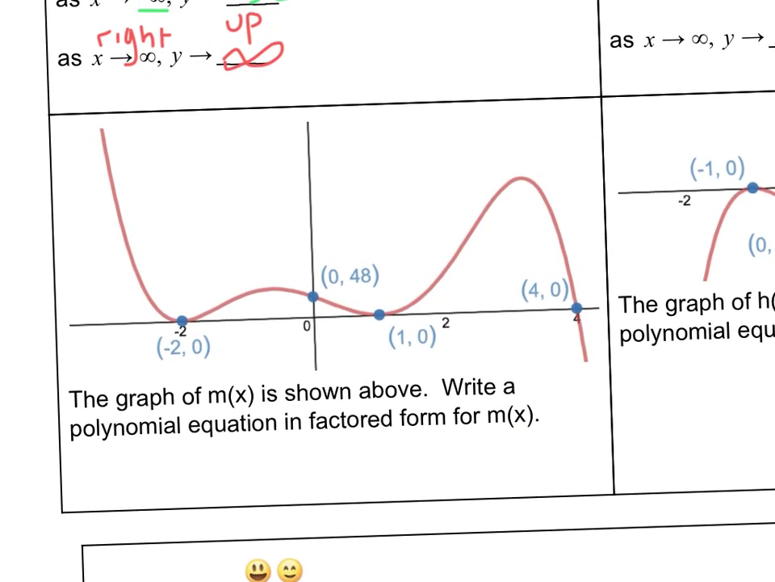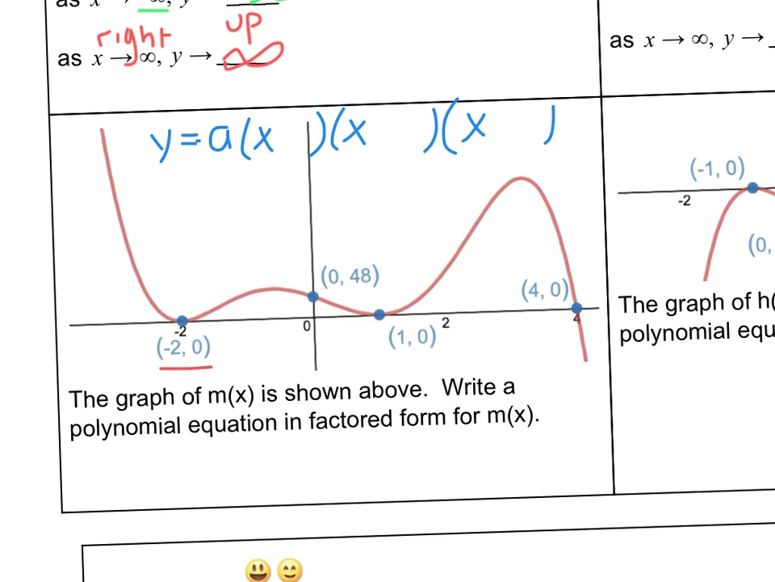For the next problem on this page, we've got to write a polynomial equation in factored form. First thing we do is write a general thing, which is going to have an a in front, and then I'm going to put a bunch of parentheses. I don't know how many I'm going to need, but I've got 1, 2, 3 places I hit the x-axis, so that's probably going to have 3. I'll put an x in each of these.